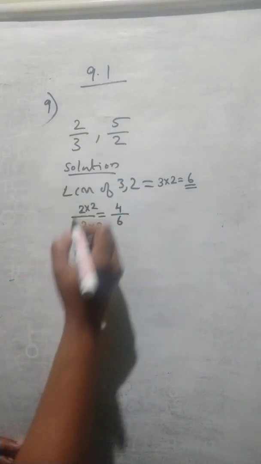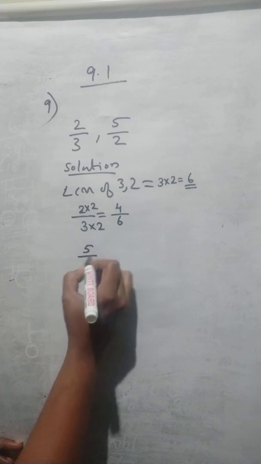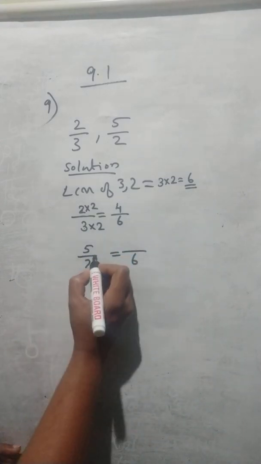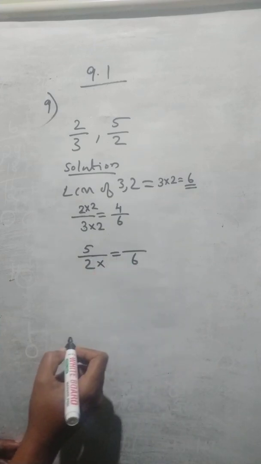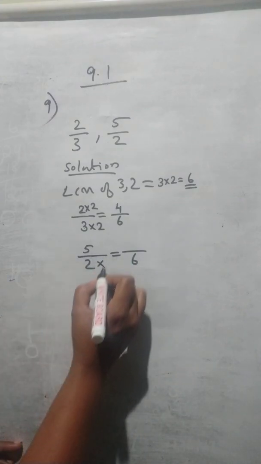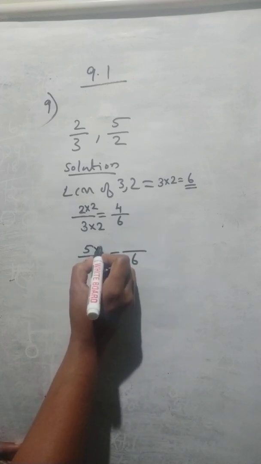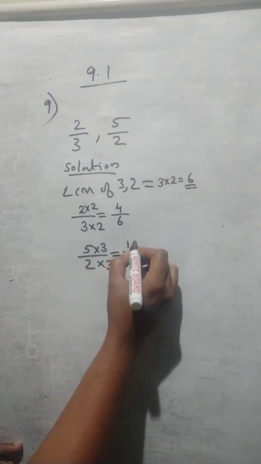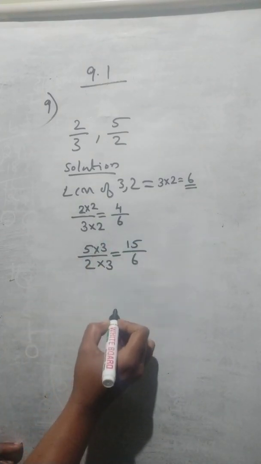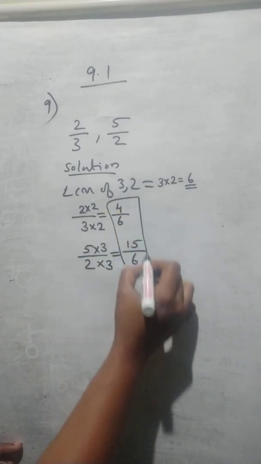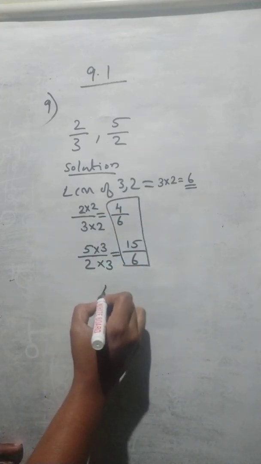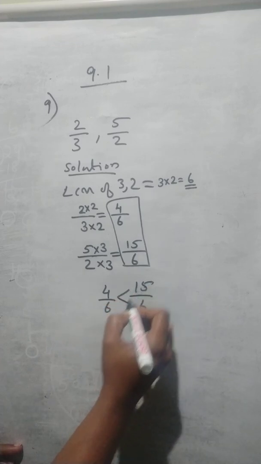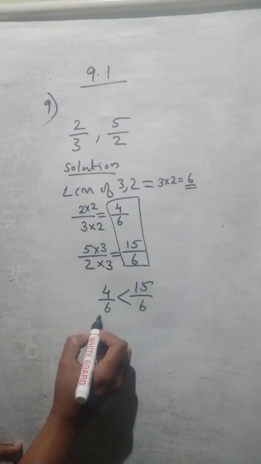Okay. Then the next rational number is 5/2. This also we have to convert into 6 as the denominator. So, 2 times a number equals 6. Which number? Here 2 threes are 6. So, we have to multiply the numerator also with this 3. 5 threes are 15. So, the next step is we have to compare these new rational numbers, that is 4/6 and 15/6. So, here 15/6 is greater than 4/6.